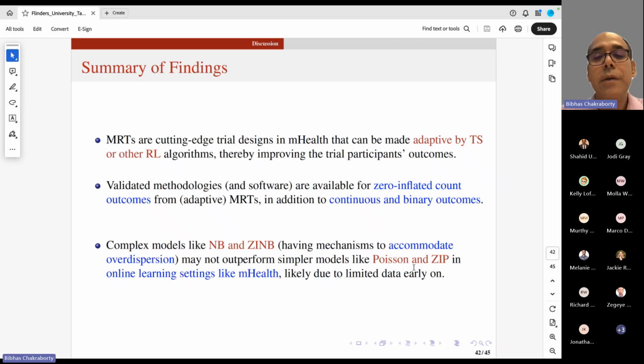So here, we have to sometimes revise our understanding about different models. Like more complex models may not work very well initially in an online setting. So if the trial duration is relatively short, then we may want to opt for simpler models, as we have learned here.